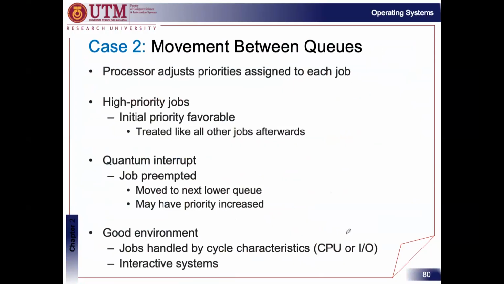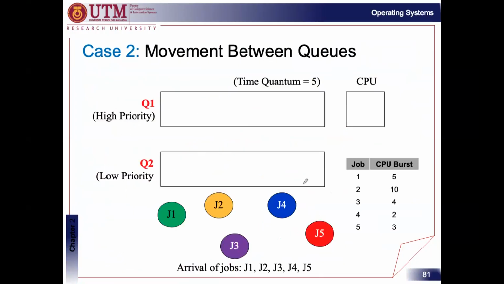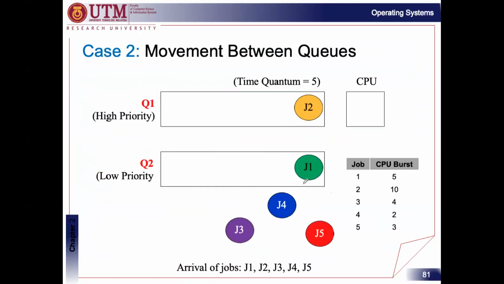Case 2, the processor adjusts the priority assigned to each job. A higher priority job has an initial favorable priority, then is treated like all other jobs afterward. When a quantum interrupt occurs, the job is preempted and moved to the next lower queue, and may have its priority increased. A good environment is where jobs are handled by cycle characteristic, CPU or I/O, and interactive systems. Then this example, please check for me. If something is wrong, please let me know.